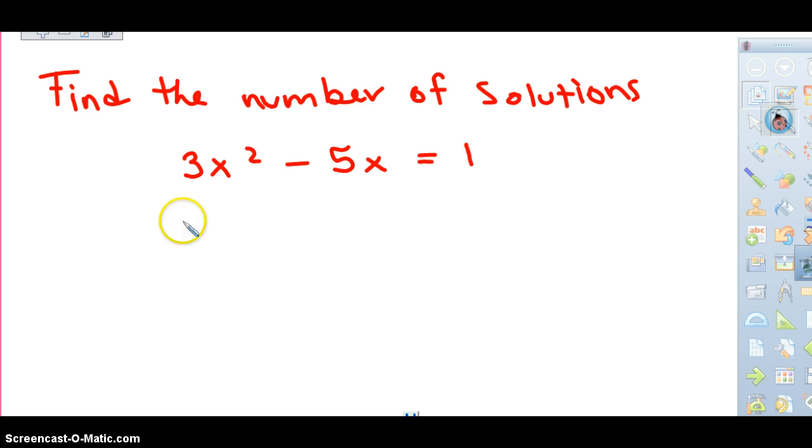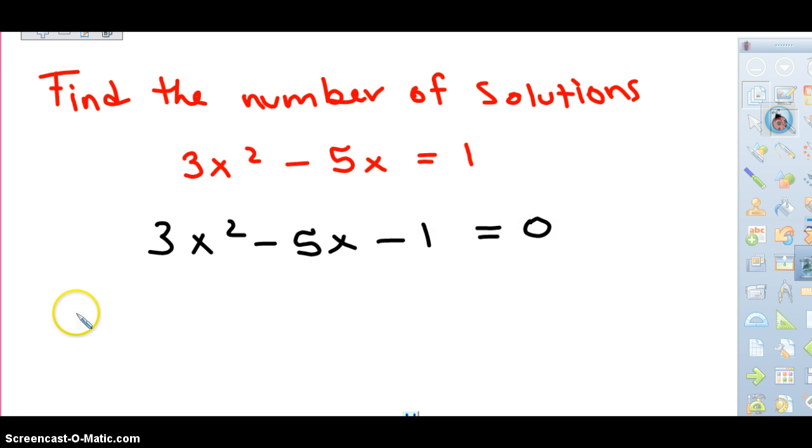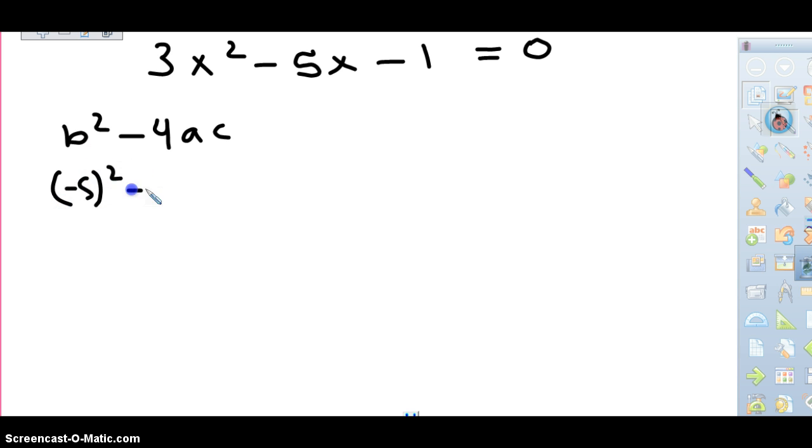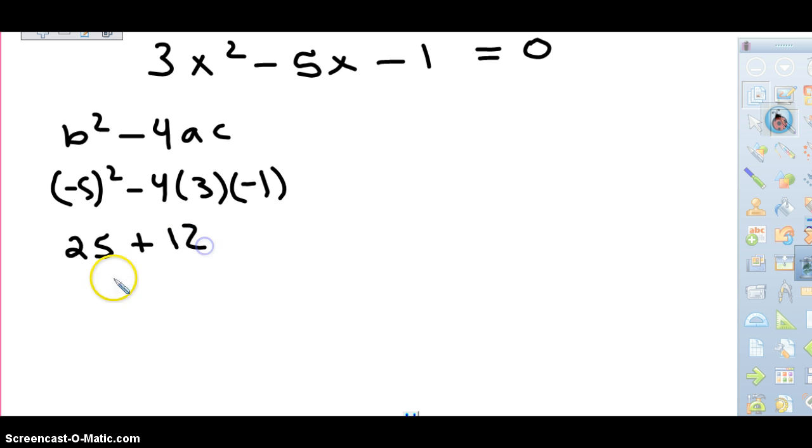If we need to find the number of solutions in 3x squared minus 5x equals 1, first we have to write this in standard form. 3x squared minus 5x minus 1 equals 0. Now we can use the discriminant. b squared minus 4ac means negative 5 squared minus 4 times 3 times negative 1. 25 plus 12, 37. How many solutions? Two solutions. Why? It's greater than 0. There are two solutions because the discriminant is greater than 0.